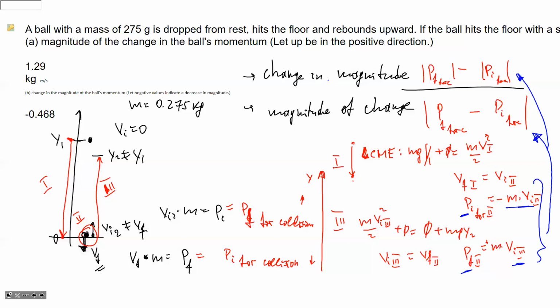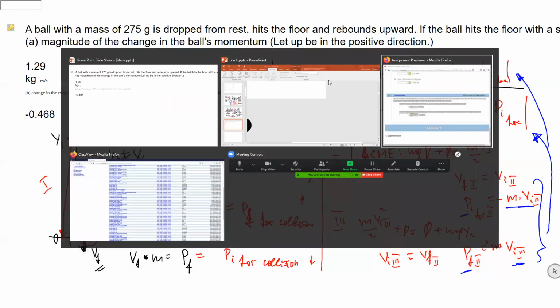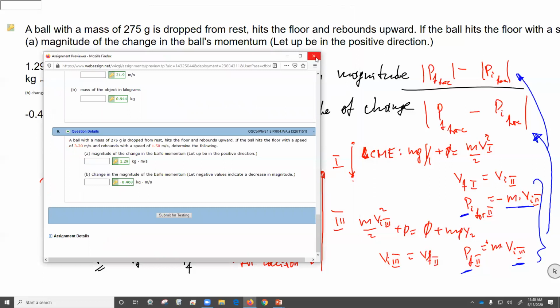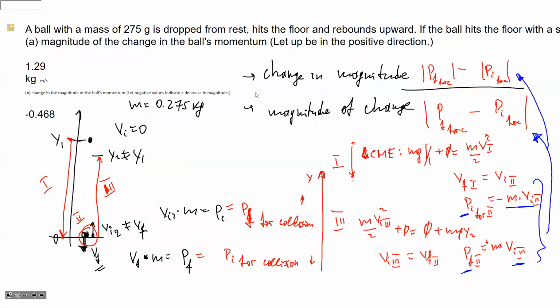Professor, could you also explain what the magnitude of the change in the ball's momentum is versus the change in the magnitude of the ball's momentum? The wording of that was also a bit confusing. I don't know. What else are you looking for? If it tells you, calculate, determine the following: A, magnitude of the change, and then B, change in the magnitude. You could calculate something else, but that wouldn't be what WebAssign wants. Okay. Thank you. Sure.